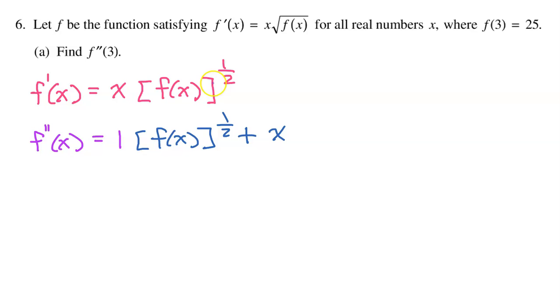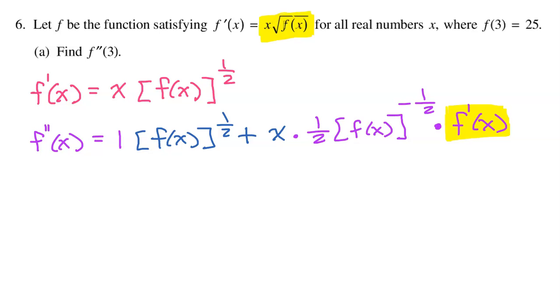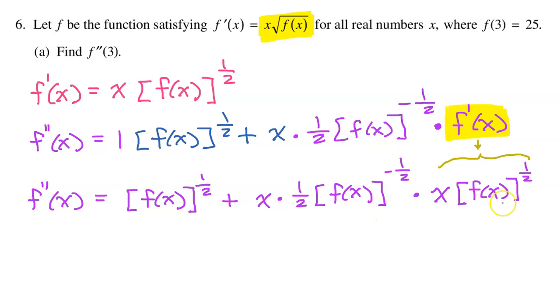But this will require the chain rule. So taking the derivative of the outer function, I do the 1/2, and subtracting 1 from the exponent, I have negative 1/2. The inside part stays the same, but then according to the chain rule, we have to multiply by the derivative of the inner function. So I have to multiply by f prime. But look, we know an expression for f prime. So on the next step, I'm going to make this substitution. So now we have this.